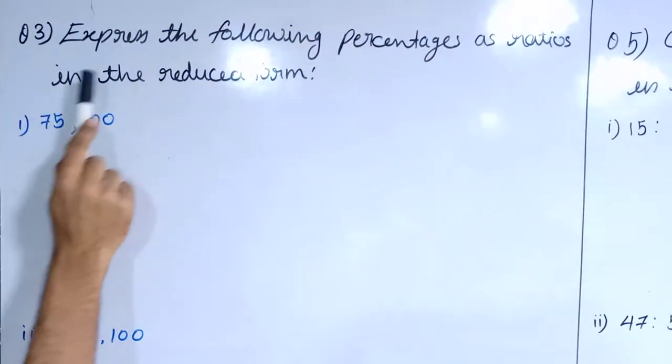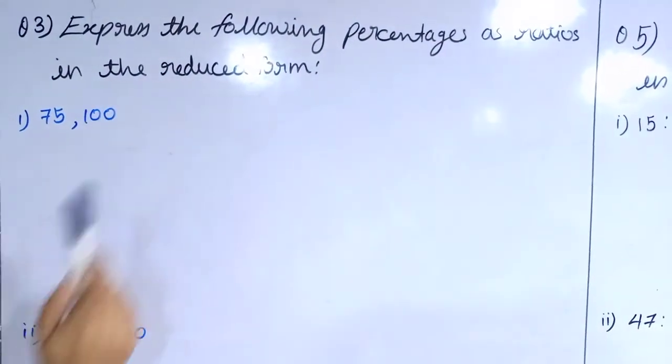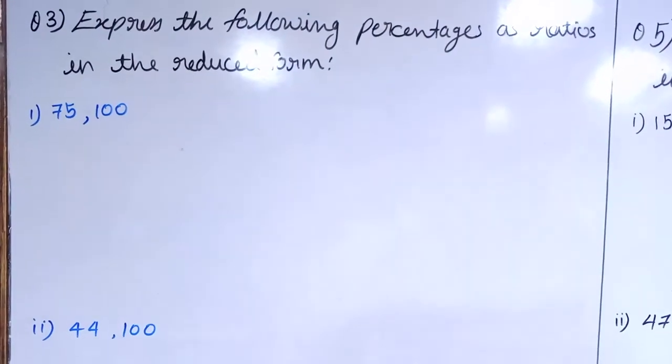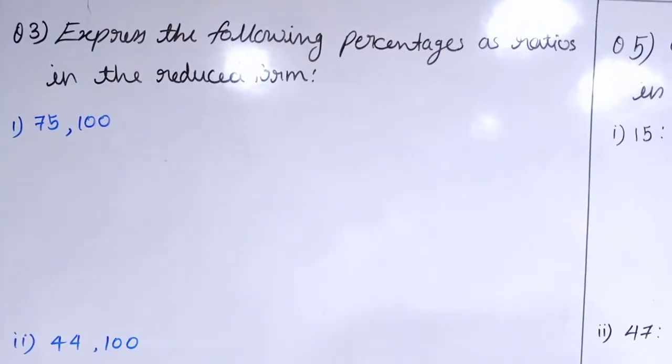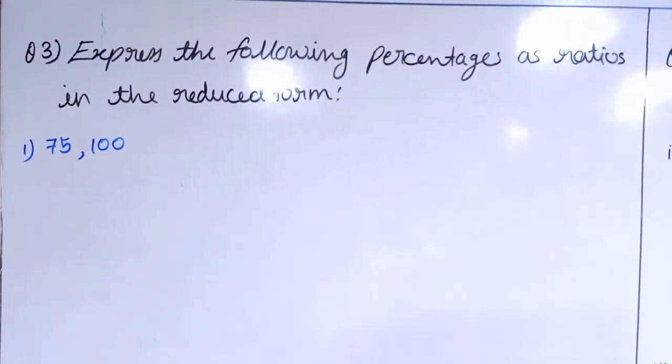Question number 3 is: express the following percentages as ratios in the reduced form. Here we have the percentage. Percentage means the denominator should be 100 at that time. So we have to convert it into the reduced form.